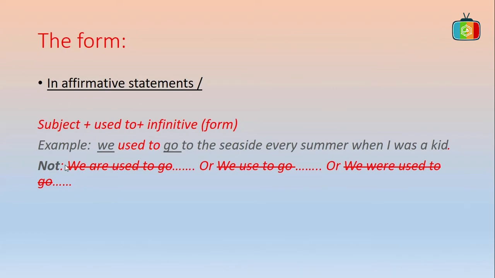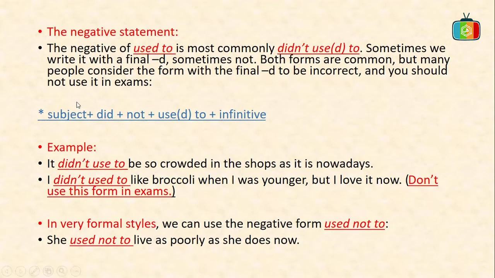Okay, so now let's move to the negative statement. The negative of "used to" is most commonly "didn't use to". Sometimes we write it with the final D and sometimes not. Both forms are common, but many people consider the form with the final D to be incorrect, and you should not use it in exams. So the form is: start with the subject, then "did not", then "use to", and then we have the infinitive verb.